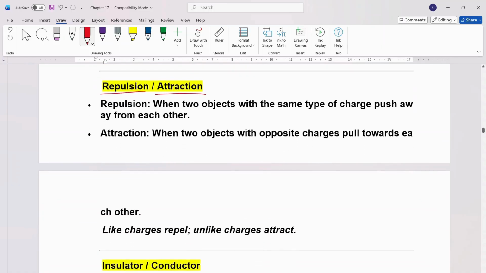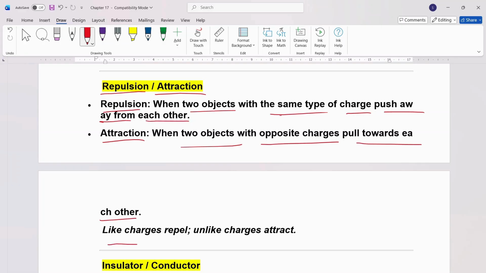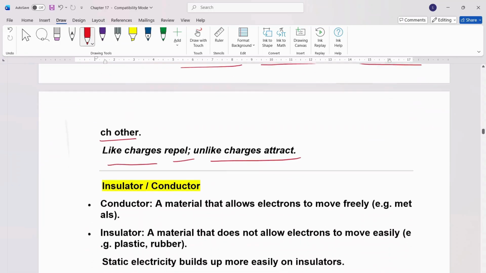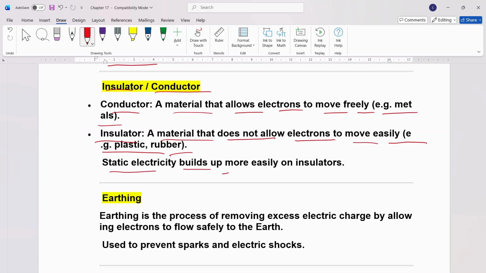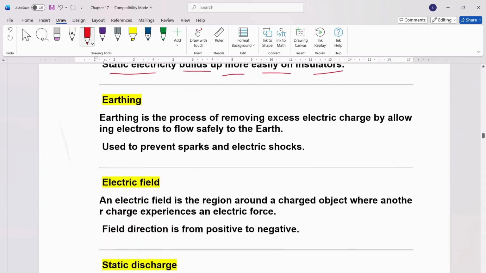Let's talk about repulsion and attraction. Repulsion is when two objects with the same type of charge push away from each other. Attraction means when two objects with opposite charge pull towards each other. Like charges repel, unlike charges attract. Now let's talk about insulator and conductor. A conductor is a material that allows electrons to move freely. Example, metals. An insulator is a material that does not allow electrons to move easily. Example, plastic and rubber. Static electricity builds up more easily on insulators.